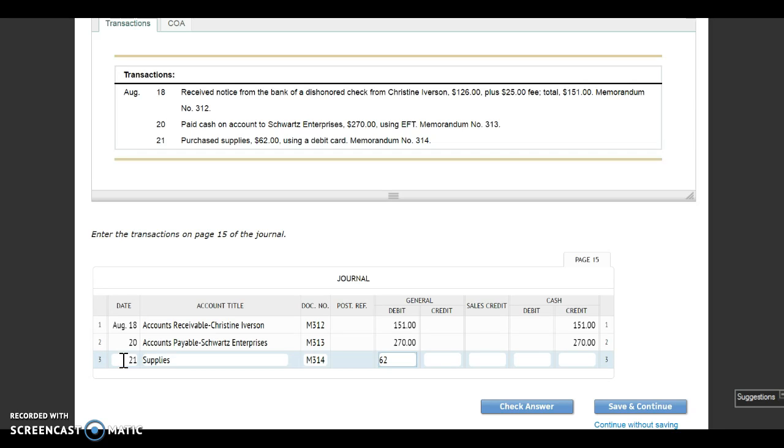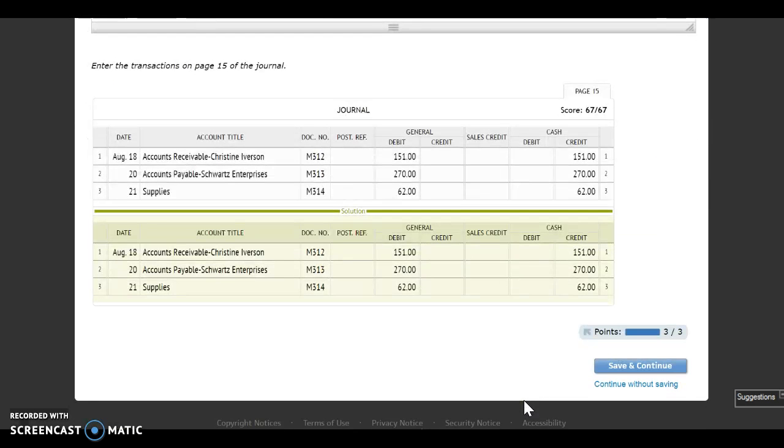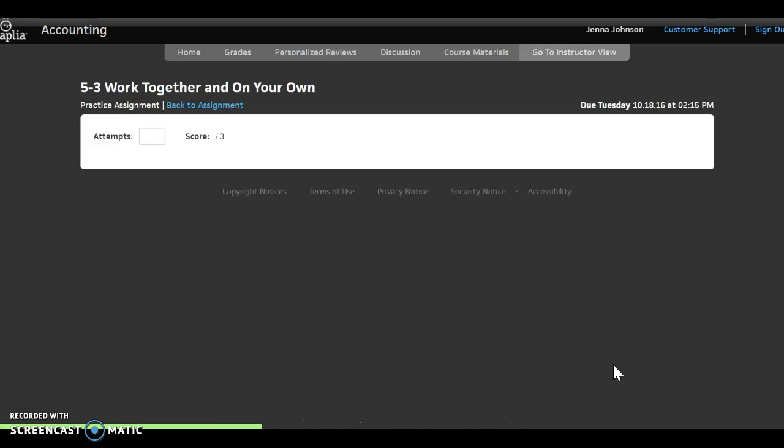And then I have to figure out what I'm going to credit. Now, my credit, I'm using a debit card. Remember, that's the same thing as cash. So I'm going to go over to my cash credit, and I'm going to put in 62. I have a debit and a credit that equal, so I'm going to go ahead and say check my answer. Okay, and save and continue.